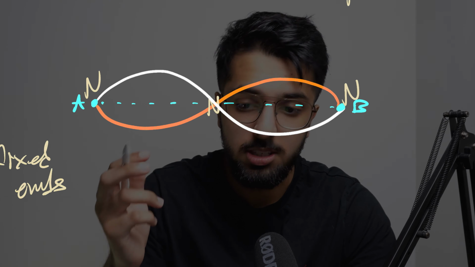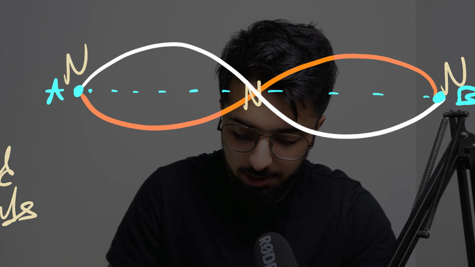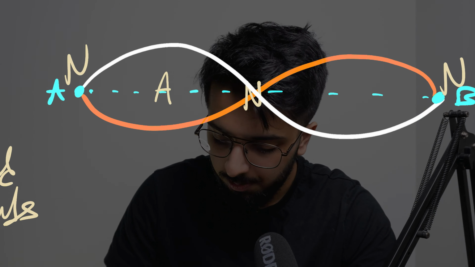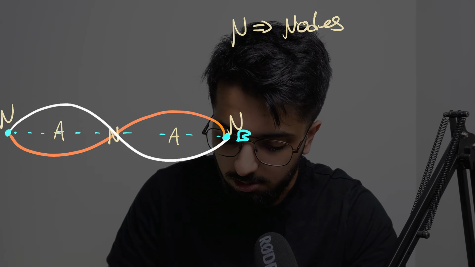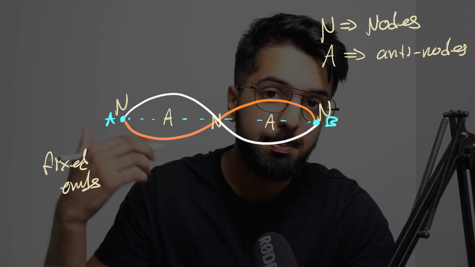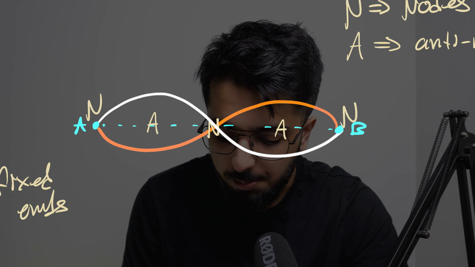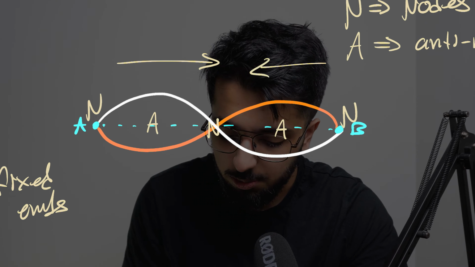You can see that in the simulation in the previous video. Along with those three nodes, we have two antinodes, right in the middle here and right in the middle here. So again, A is antinodes. And if you remember back to the previous video, when we have a standing wave, we don't observe the energy being transferred in either direction.